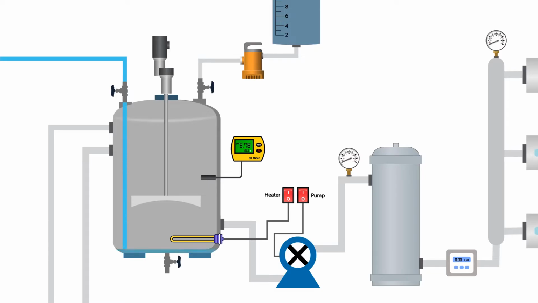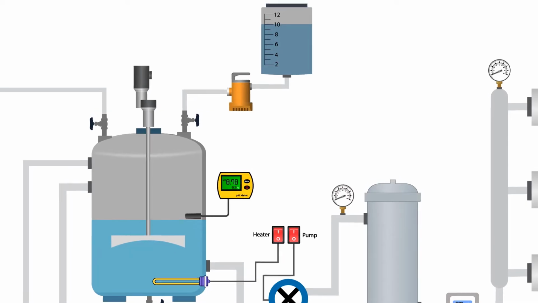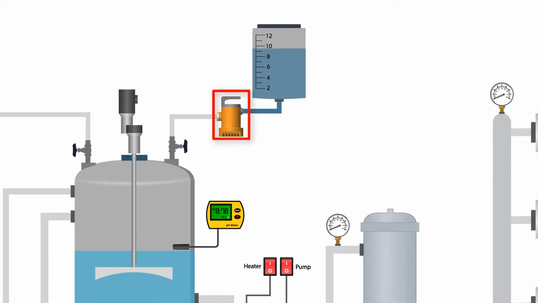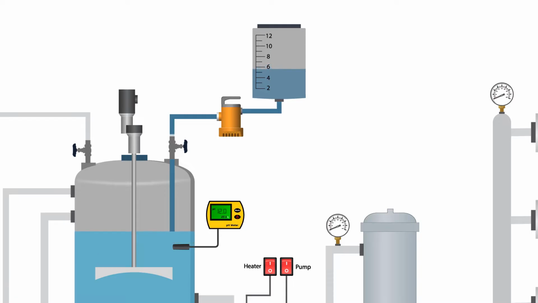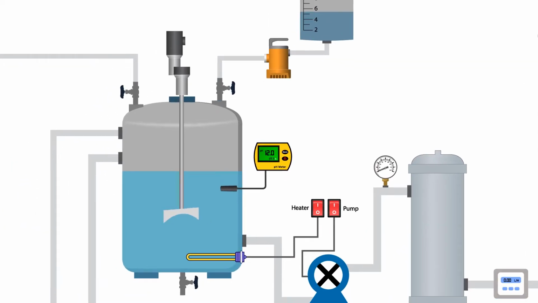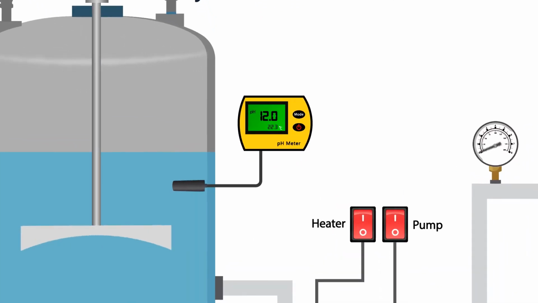Fill the mixer tank with the required amount of distilled water. Turn on the pump, and add an appropriate quantity of sodium hydroxide to the mixer tank to achieve a pH of 12. Turn on the agitator to make the solution homogeneous. Monitor the pH meter. The solution pH should be between 11 or 12.